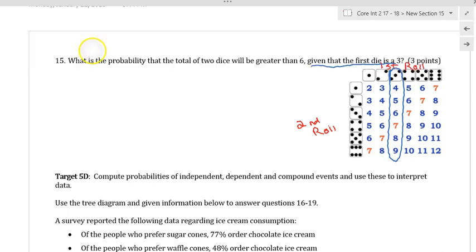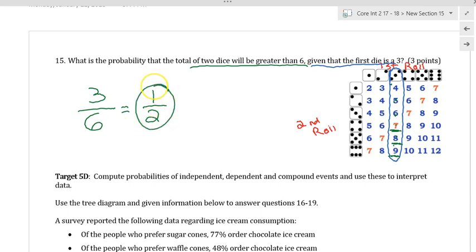What's the probability that the 2 dice will be greater than 6? Well, 4 is not greater, 5 is not greater than 6, 6 is not greater than 6, 7 is greater, 8 is greater, and 9 is greater. So there are 3 numbers greater than 6 out of these 6 options that I'm looking at. And 3 out of 6 reduces to 1 out of 2. All right, and that is it for Target C. Go ahead, look over that, and then do Target D.